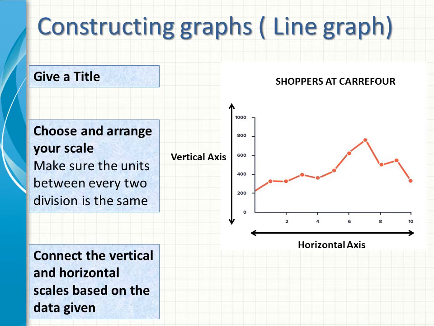600 people came on day 7. You look again at 600 on the vertical axis, trace the line to where you have 7 on the horizontal axis, where it connects, and make a dot. So that's how you connect them. All right, let's go on to the next one.